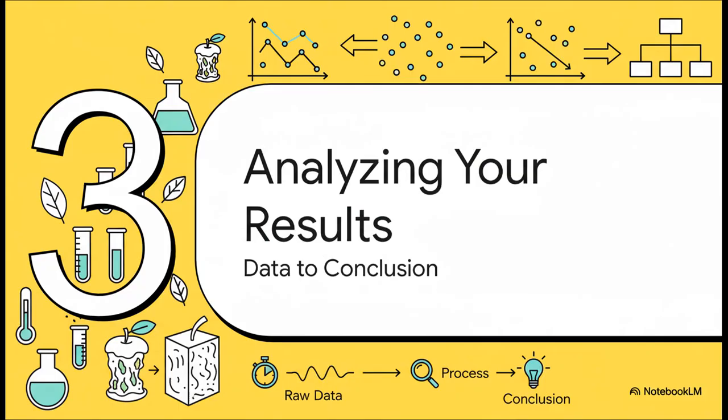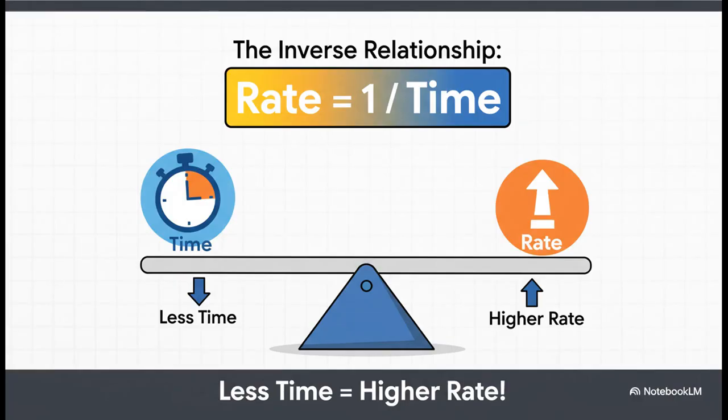Great. The experiment is done and you have a bunch of times written down. But that's just raw data. The real science, the bit that gets you the marks, is turning those numbers into a proper conclusion. Now, listen up, because this is a classic mistake students make. We measured the time, but the experiment is about the rate. They're not the same thing.